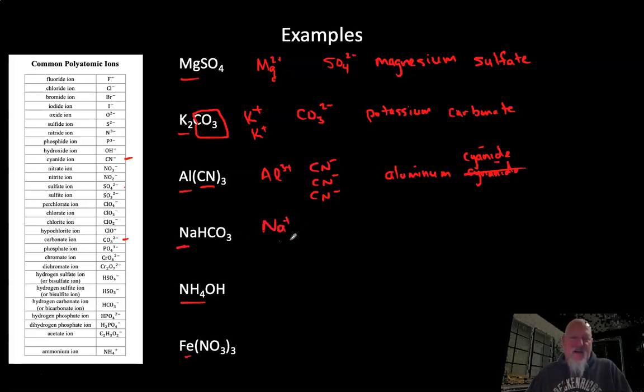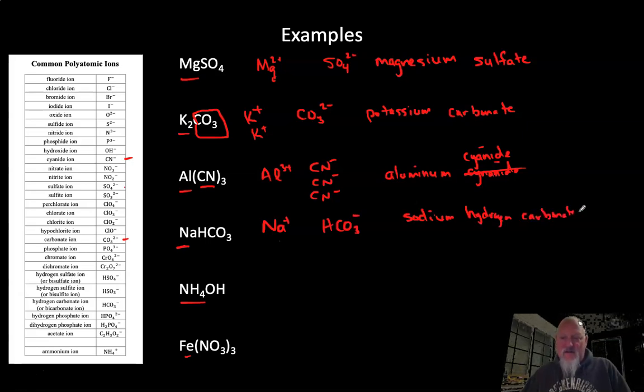Okay, next one, NaHCO3. Na+ is our cation, and then everything else is the anion, HCO3-. So Na+ is the sodium ion, so sodium. HCO3- is hydrogen carbonate, or bicarbonate. So NaHCO3 is sodium hydrogen carbonate, or sodium bicarbonate. Keep the HCO3- together because it's sitting right there.